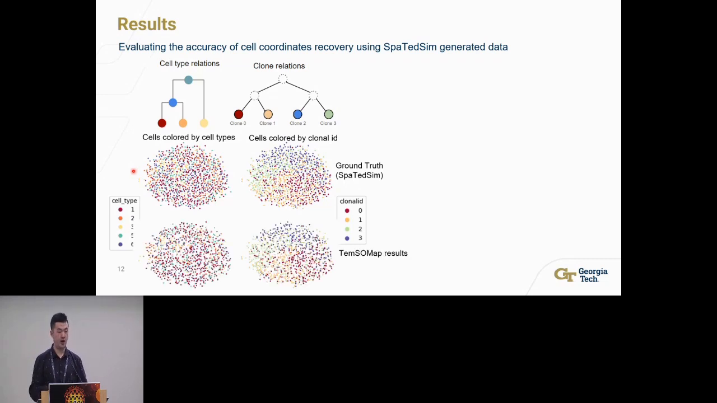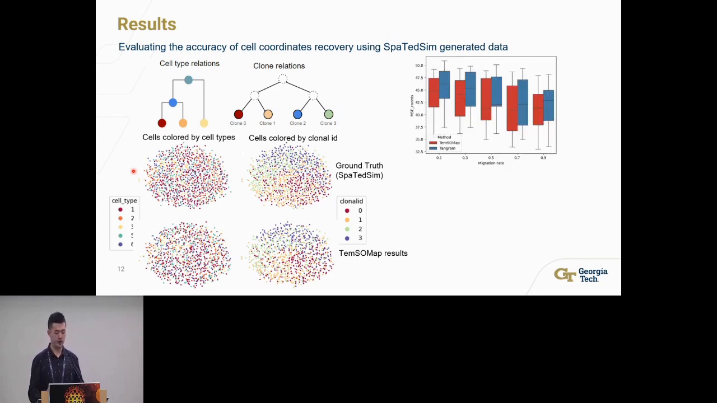Using TemSOMap on the lineage data, we're able to infer the single cell coordinates and compare them with the ground truth of the single cell spatial coordinates. We can see from the observation that TemSOMap is able to recover the spatial pattern, in this example more about the clonal ID clustering.